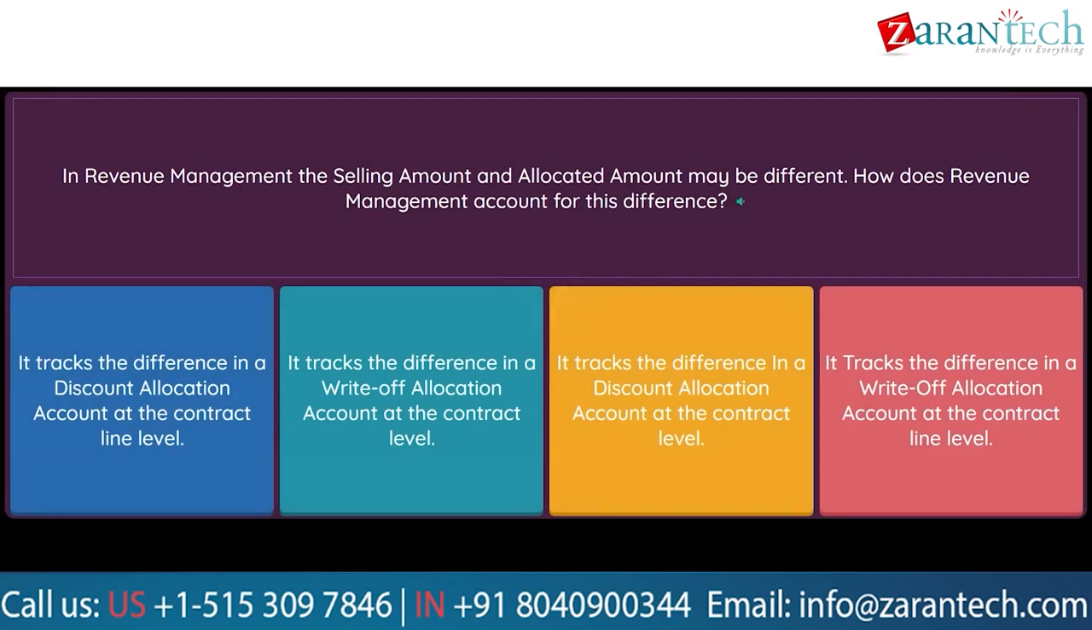Question, in revenue management the selling amount and allocated amount may be different. How does revenue management account for this difference? Option 1, it tracks the difference in a discount allocation account at the contract line level. Option 2, it tracks the difference in a write-off allocation account at the contract level. Option 3, it tracks the difference in a discount allocation account at the contract level. Option 4, it tracks the difference in a write-off allocation account at the contract line level.